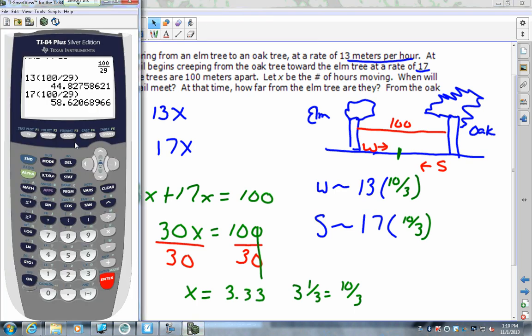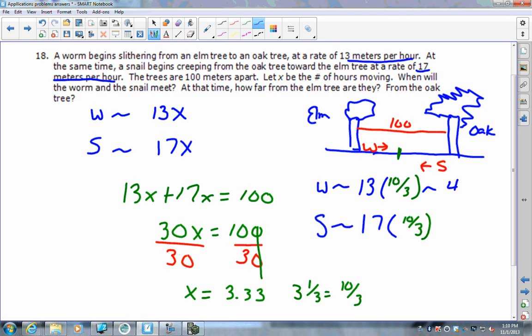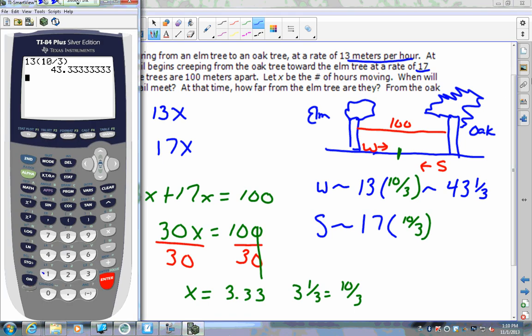So if I pull up the calculator this time, what about 13 times 10 divided by 3? So I have 43 and 1/3. And the snail has 17 times 10 divided by 3, which gives me 56 and 2/3.